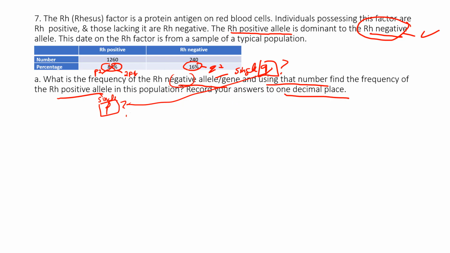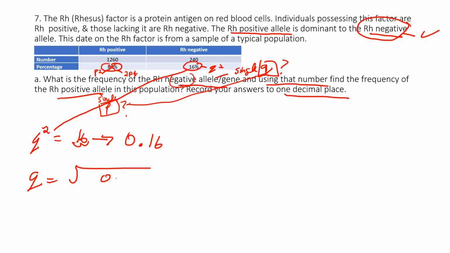So we must use the Rh negative number. If you are negative, you must have 2 recessive alleles, meaning your Q squared equals 16. We can't use 16, so we change that into a decimal by dividing by 100. So we get Q squared being 0.16. That's Q squared because we are Rh negative, those 16%. So we want to find a single Q. We're just going to take the square root of 0.16.